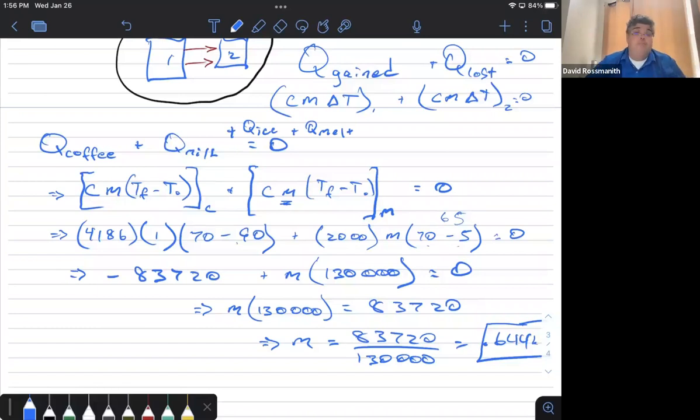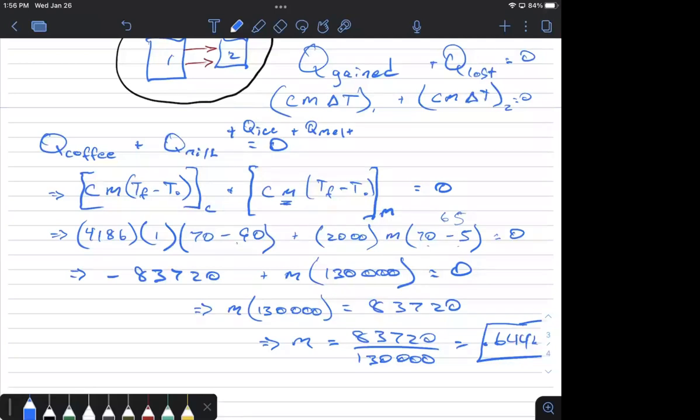Next time we'll do some more examples because obviously this was the first kind of complicated type. We'll do another one that has multiple pieces in it, and then we'll start talking about latent heat. So that's all I have for today.